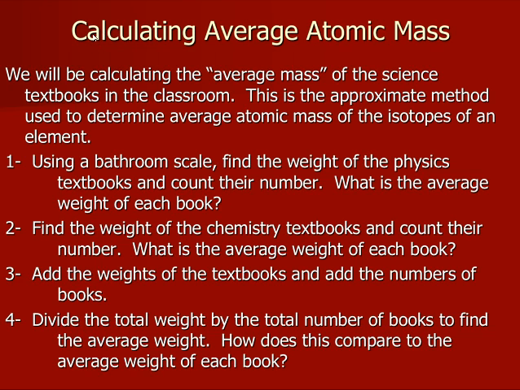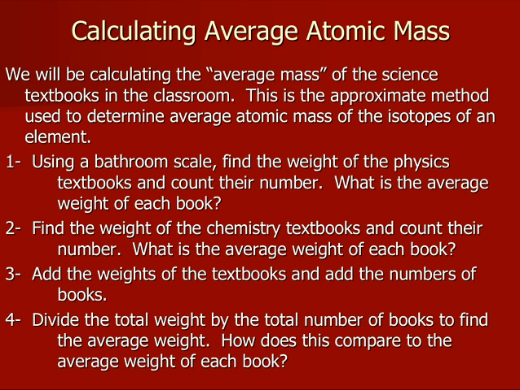An example of what we're doing when we're calculating the average atomic mass: take a physics classroom. We're going to take all of the physics books in that classroom, and get ourselves an average mass of all of those books. So just using a regular old bathroom scale, we're going to weigh each of those physics books on their own, and then add them together. Once we have the sum of all the masses of those physics books, we're going to divide by the number of books we have, and in that way we're going to find the weight of the average textbook in that class.